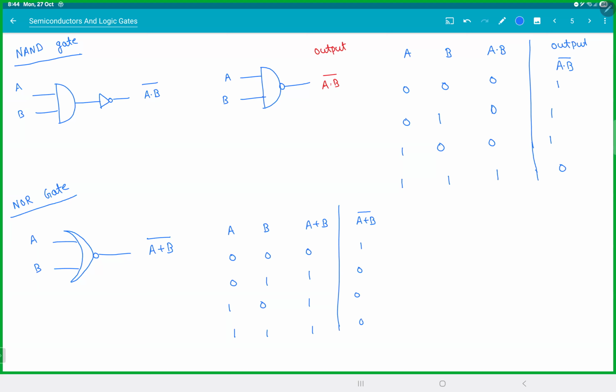Clear with this? Now here, theoretical question. This NAND gate and NOR gate are called universal gates.